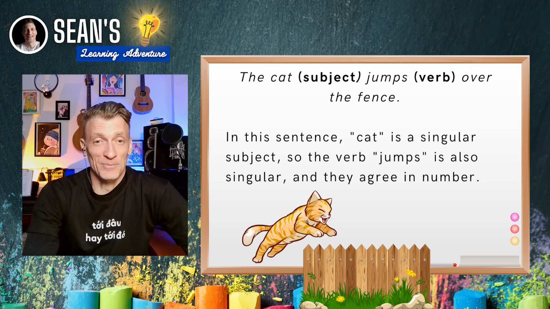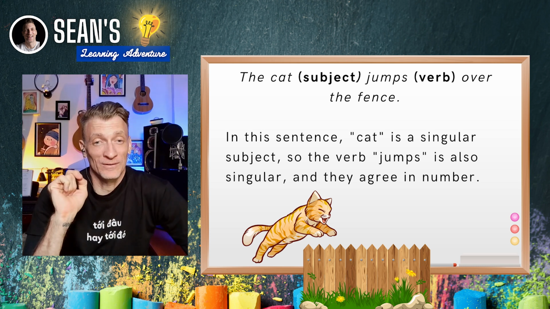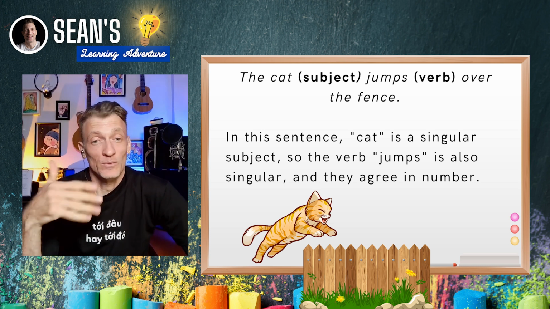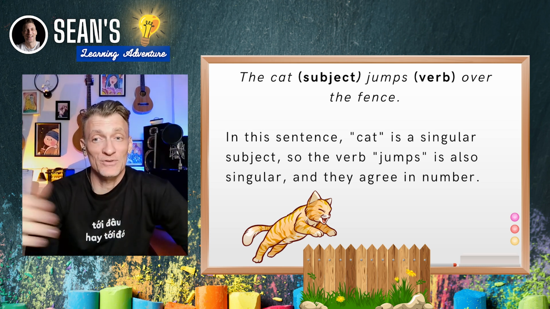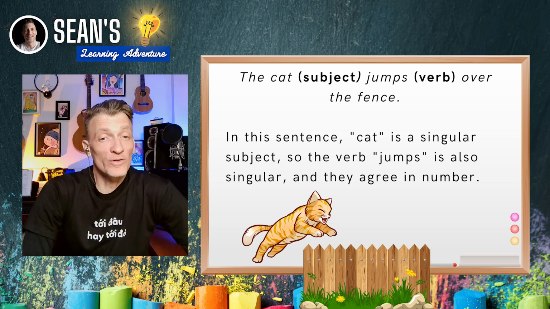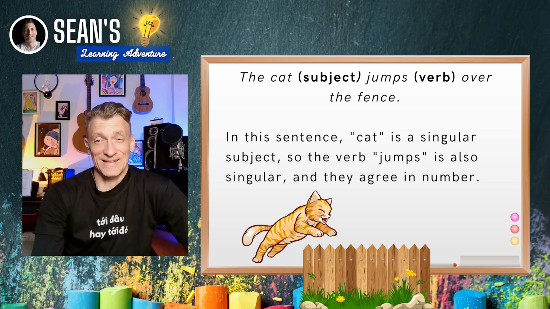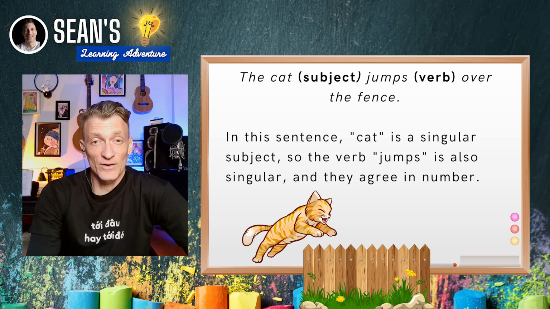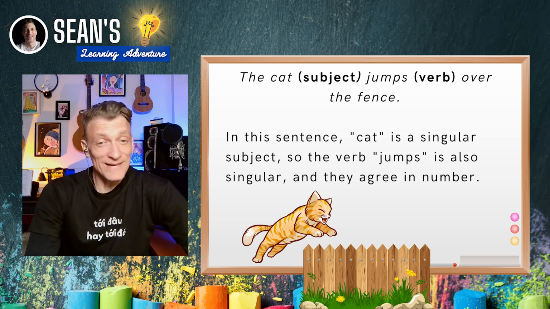Now let's take a look at an example. Here we have an adorable little cat. The cat, which is our subject, jumps, which is our verb, over the fence. In this sentence, cat is a singular subject. It's only one. So the verb jumps is also singular, and they agree in number.